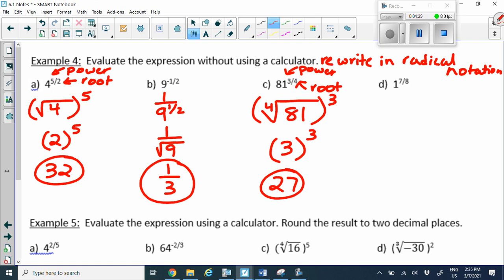Okay, let's see what you got here. So 1 is our base, 7 is the exponent, 8 is the root. So I have the 8th root of 1 to the 7th power. Now what do you think the 8th root of 1 is? Well, hopefully you said 1.